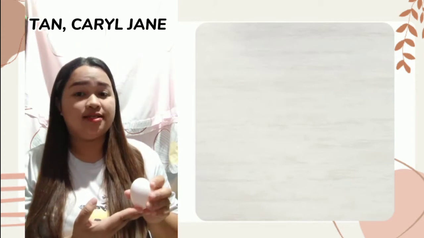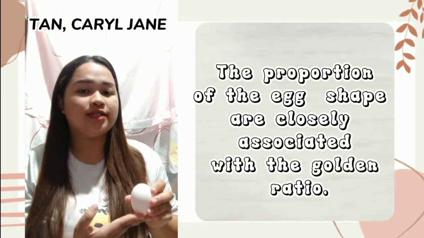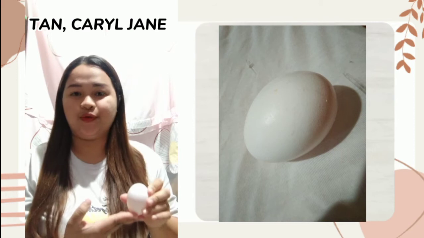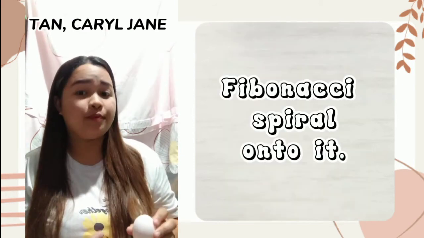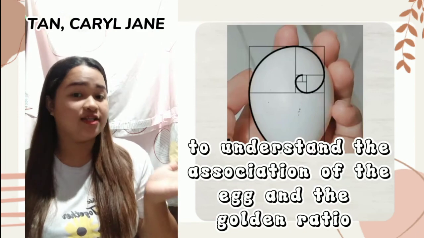Another example is an egg. As I was cooking my breakfast this morning, I noticed that eggs also follow the pattern. The proportions of the egg shape are closely associated with the golden ratio. After shooting an egg photo, I superimposed a couple of Fibonacci spirals onto it. I was pleasantly surprised at how well they lined up. See this picture to understand the association of the egg and the golden ratio.